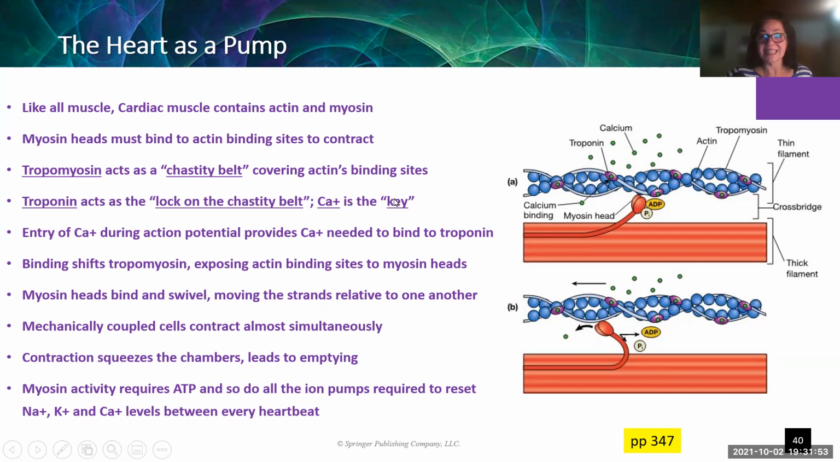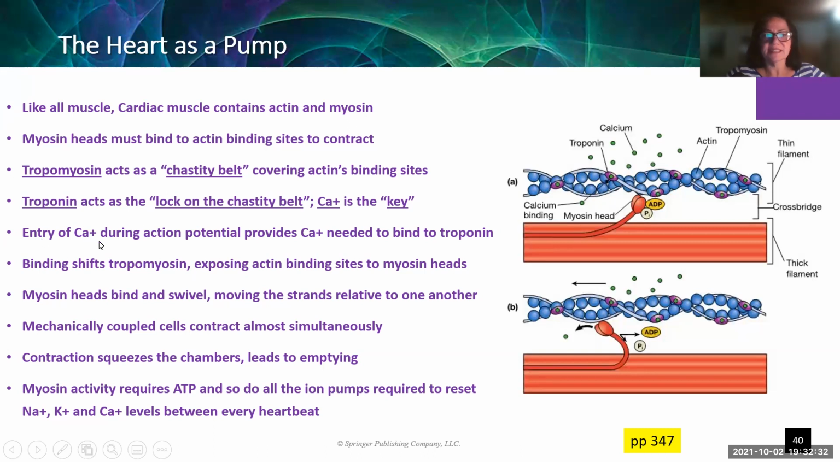Well, every lock's got a key. The key in this case is calcium ions, and that is the secret behind calcium ions and the importance of calcium ions. These calcium ions come into the cell, they bind to the troponin and unlock the chastity belt. That whole thing kind of rolls out of the way. And then finally, the myosin head is finally able to attach to the active site on the actin. And that head can grab a hold of the active site and pull. And that's how we get contraction.